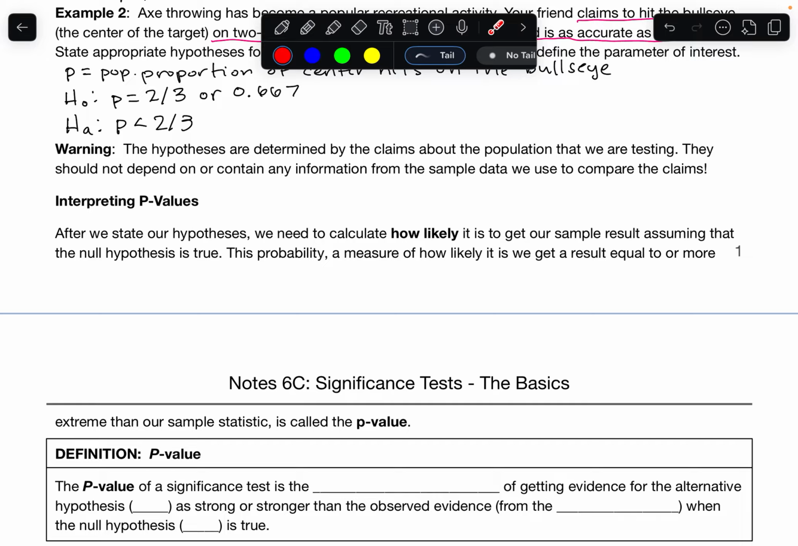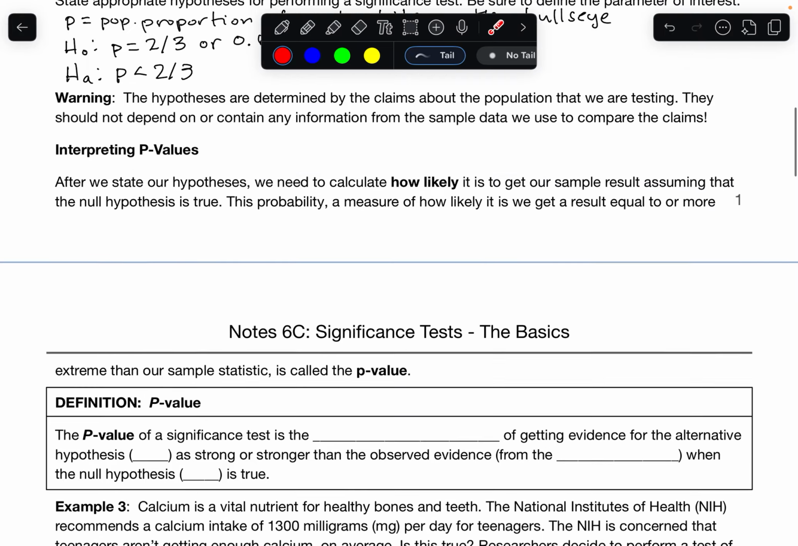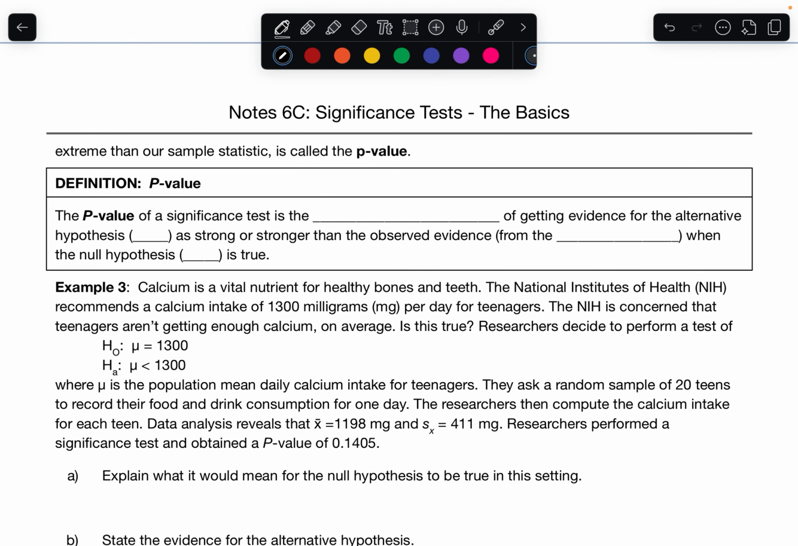The probability that I get a sample as extreme as the one I did or more extreme is called the p-value. So the p-value is the probability of getting evidence for the alternative hypothesis, HA, as strong or stronger than the observed evidence, which comes from our sample, assuming that the null hypothesis, HO, is true.